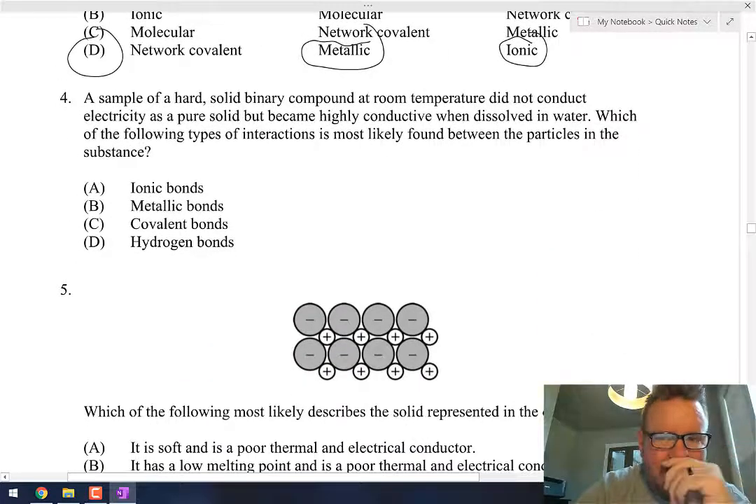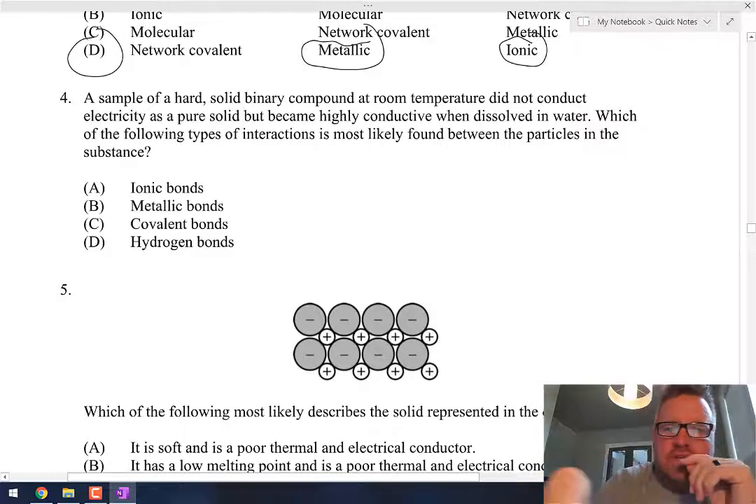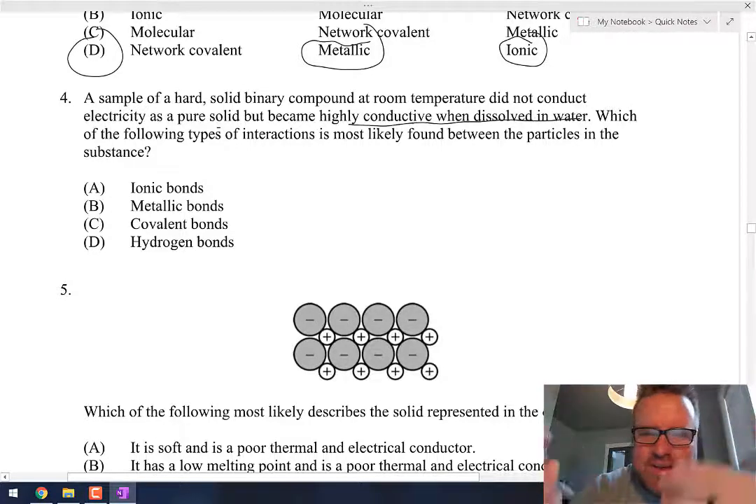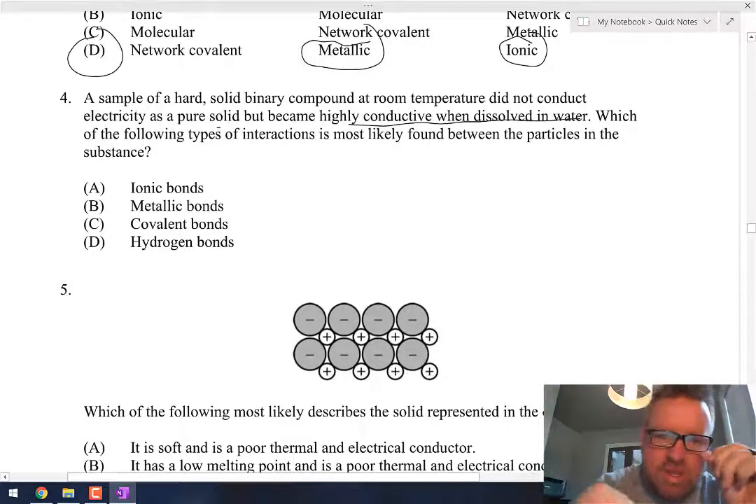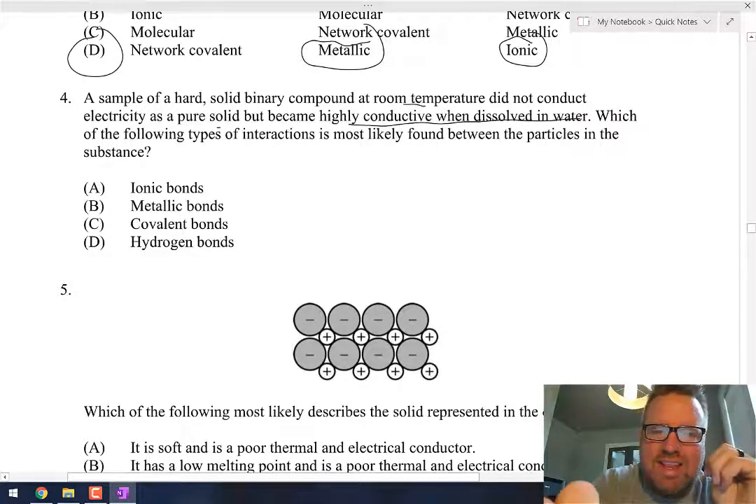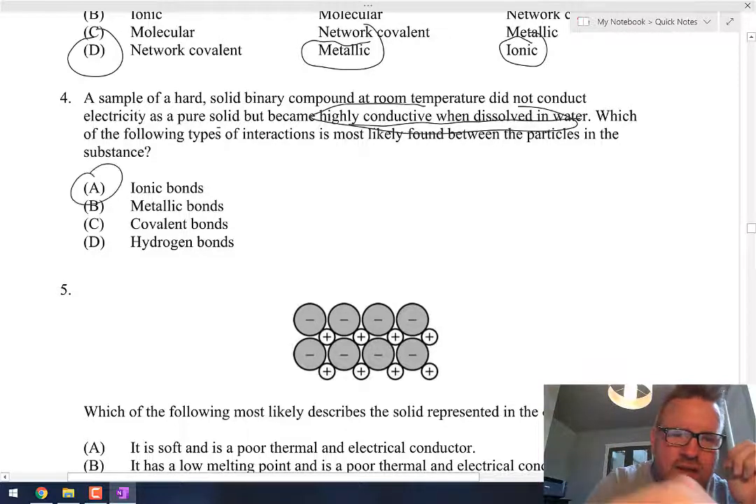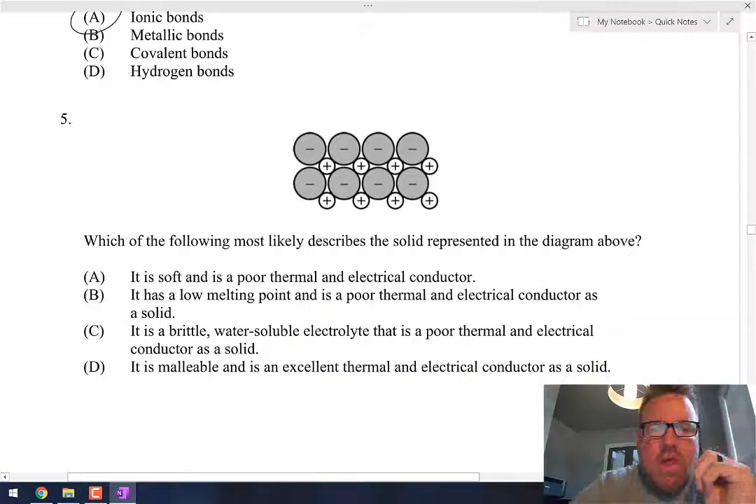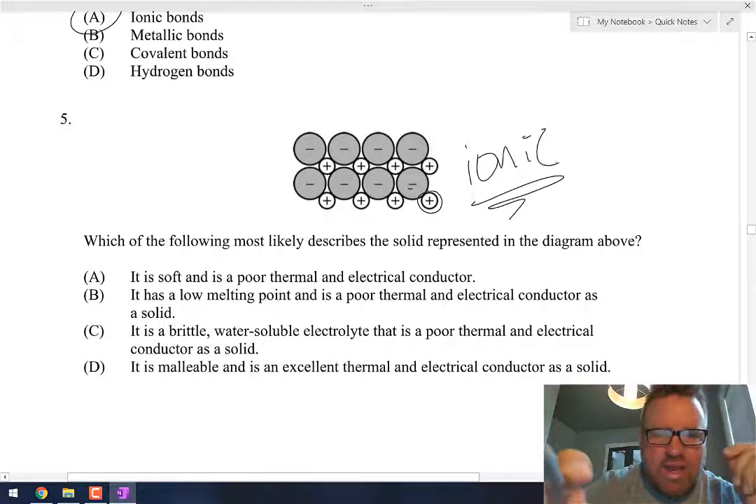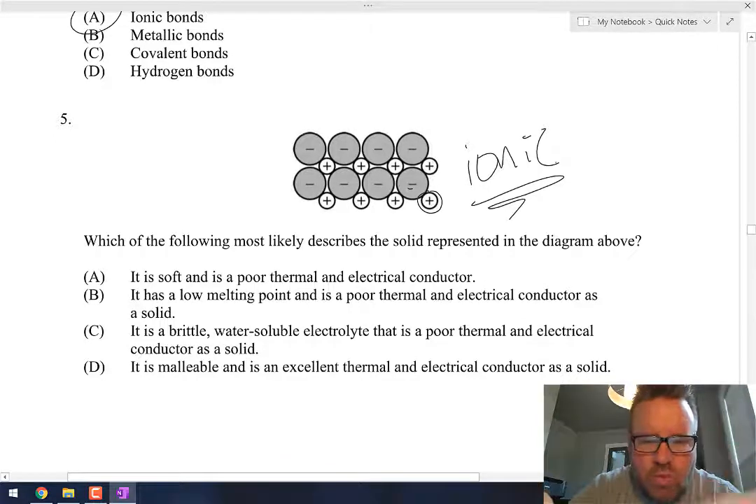All right, a couple more here. So this compound did not conduct electricity as a solid, but became conductive when dissolved in water. So hopefully you're starting to see there's kind of a pattern. They kind of do the same types of questions. Okay, what type of interactions occurs between the particles in the substance? So it's highly conductive when dissolved in water. That is ionic bonds. Which of the following most likely describes the solid represented in the diagram above? So you see a positive charge and you see negative charges, and they're all surrounded by each other. Again, that's got to be ionic bonding. So which of these best describes basically ionic bonding?